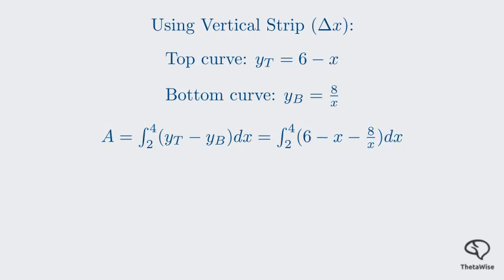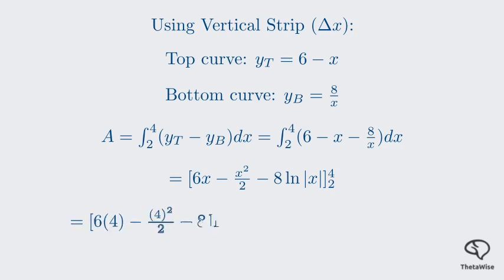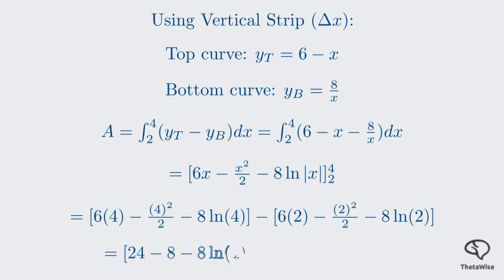Now let's find the antiderivative. The antiderivative of 6 is 6x. The antiderivative of x is x squared over 2. The antiderivative of 8 over x is 8 times the natural log of the absolute value of x. We evaluate this from 2 to 4. Remember, the natural log of x is only defined for x greater than 0, which our limits satisfy, so we can drop the absolute value. Let's plug in the limits. We plug in 4, and then plug in 2 and subtract.